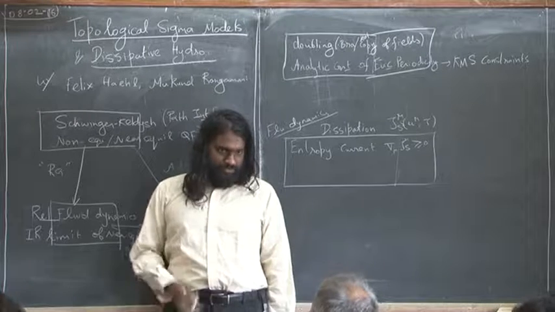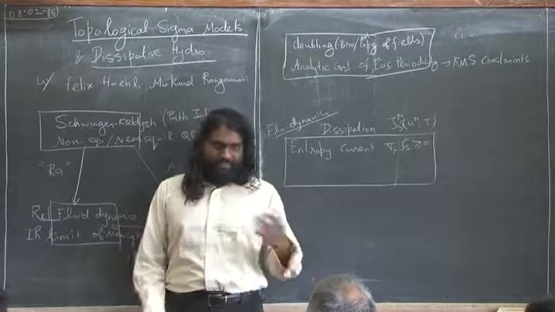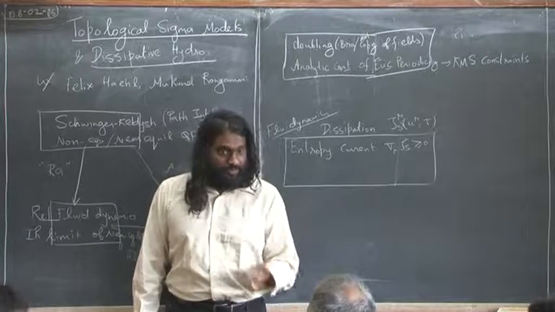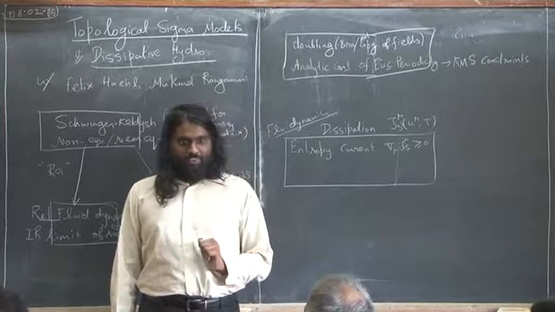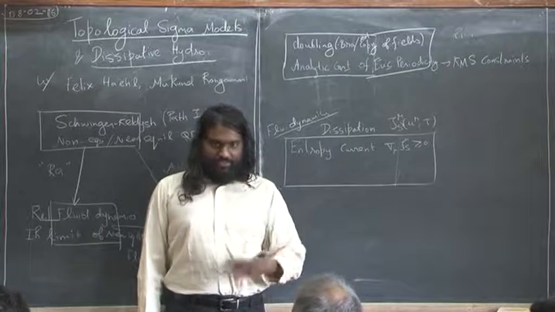So why can't you allow negative viscosity? There are no symmetry reasons why you can't allow negative viscosity in the Navier-Stokes equations, but you just don't because you impose this. And then there are other constraints.